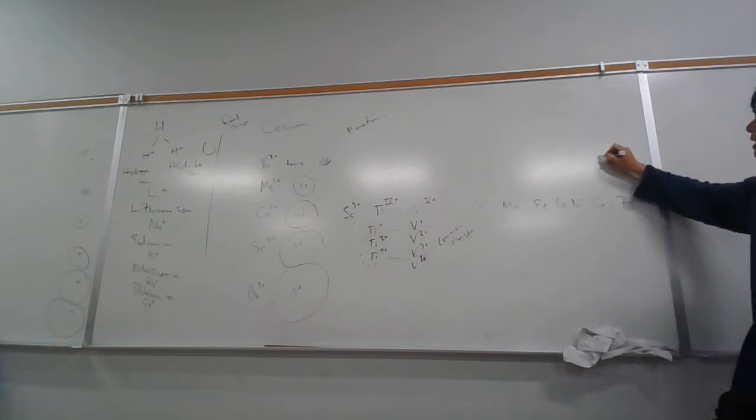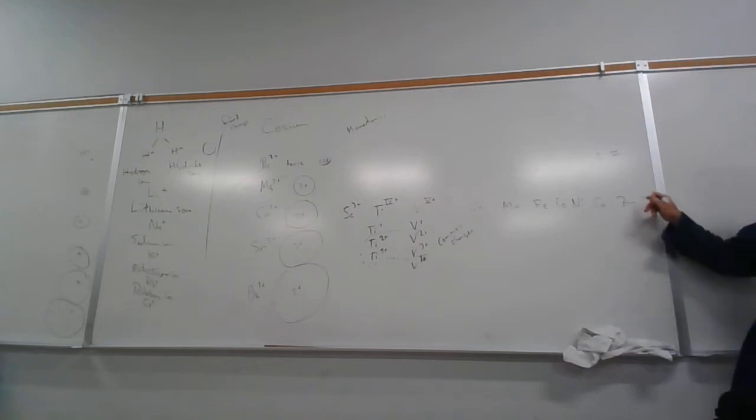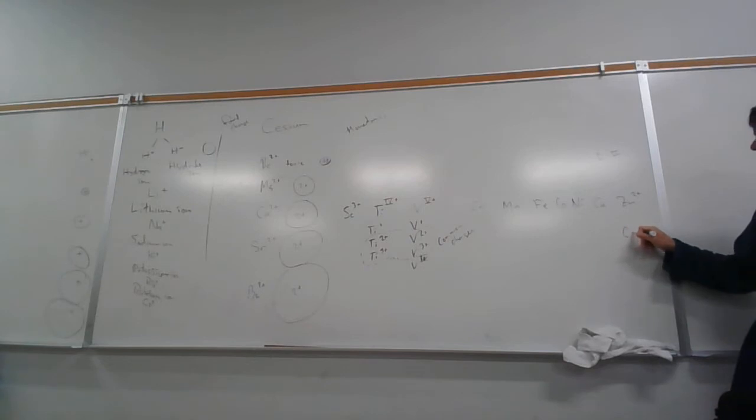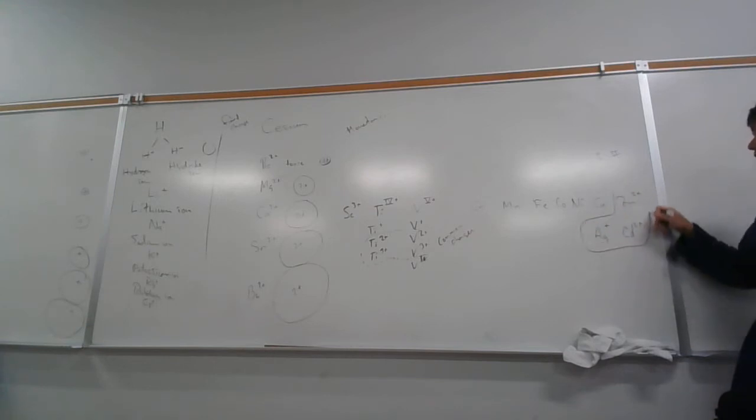And so we're back to 1 and 2. Zinc plays by the rules. What should zinc be? 2 plus. And in fact, zinc is only 2 plus. Cadmium also plays by the rules. Cadmium is only plus 2. And silver plays by the rules, and silver will be plus 1. And so these 3 are fixed charge.